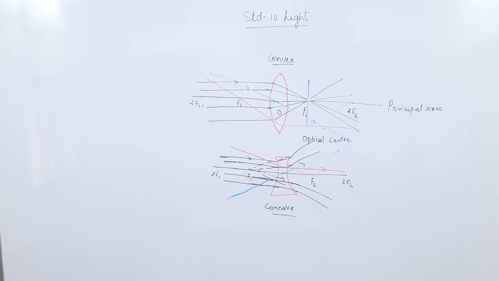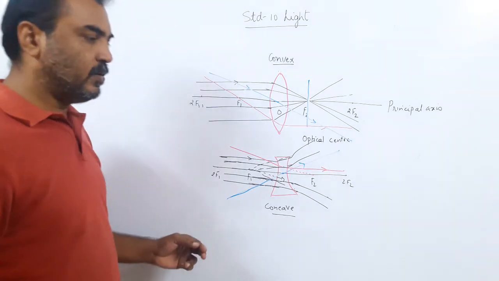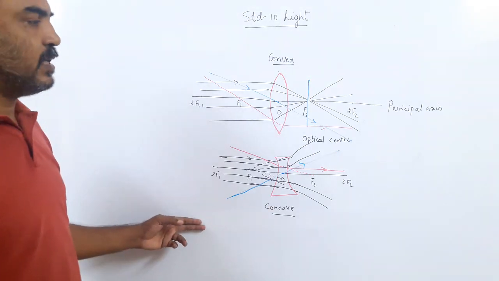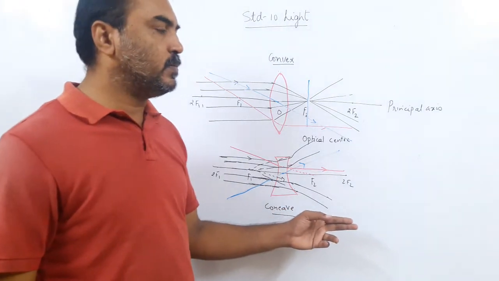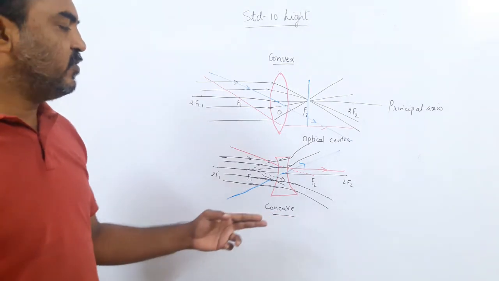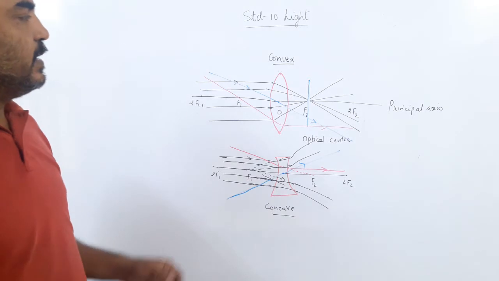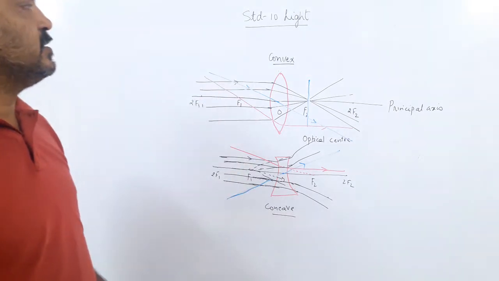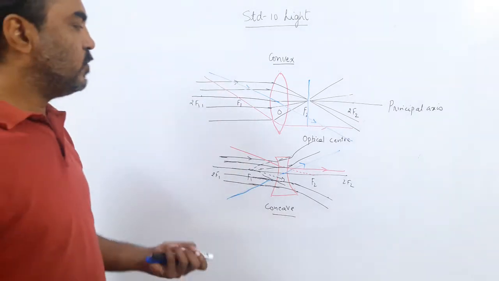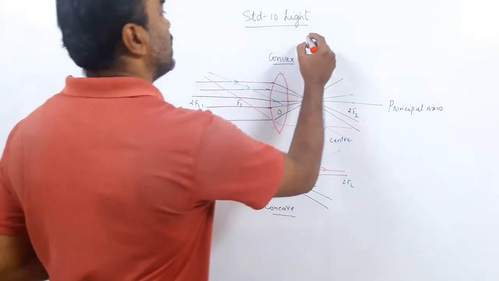Good morning, friends. In the last lecture, I hope you do remember what we had seen: refraction through a glass slab and refraction through a prism. Understood what is deviation, what happens in a glass slab and what happens in a prism. And then we moved on to the lenses, the convex and the concave.